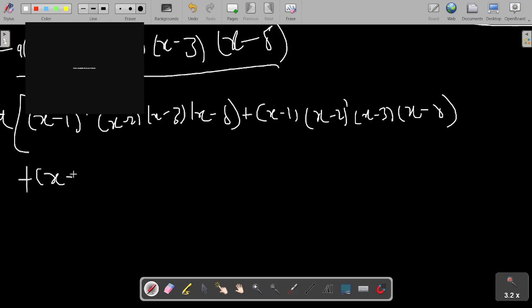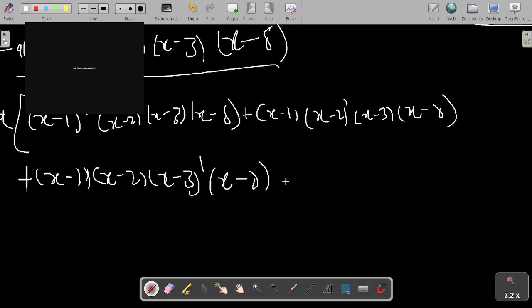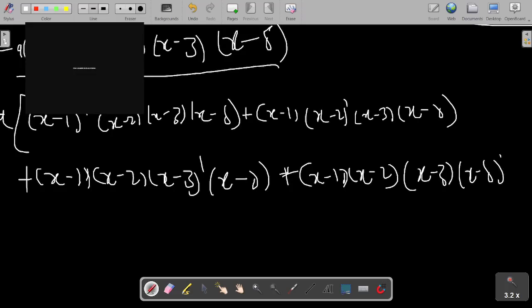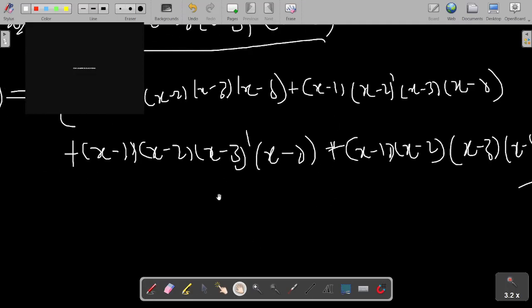Now x minus 1 into x minus 2 into (x minus 3)' into x minus delta, plus x minus 1, x minus 2, x minus 3, and (x minus delta)'. So this is the derivative for this problem.